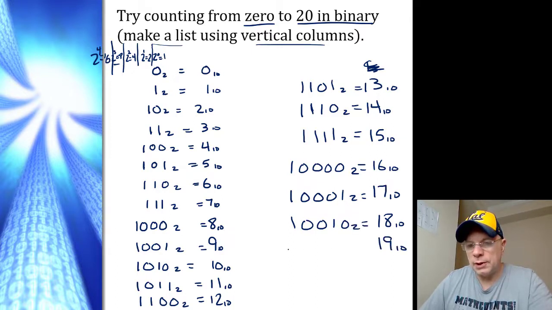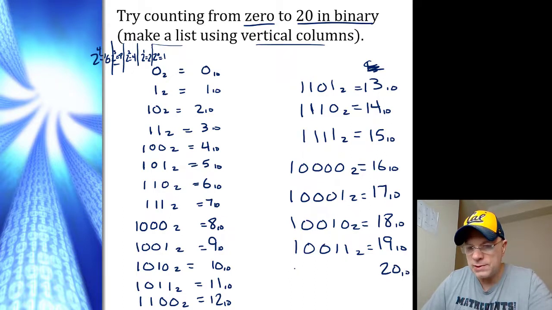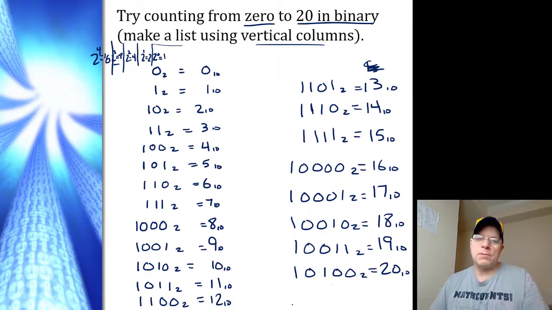19 will look like 18, but with also a 1 in the 1's place, 18 plus 1. And 20 will be a 16, no 8's, a 4, no 2's, no 1's. So 16 and 4, 20. So that's from 0 to 20 in binary and how it works.